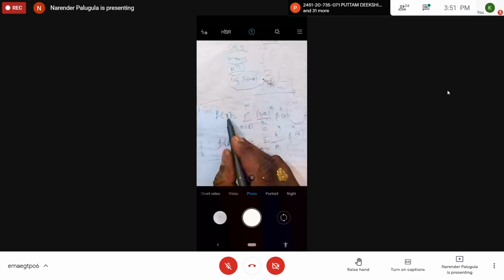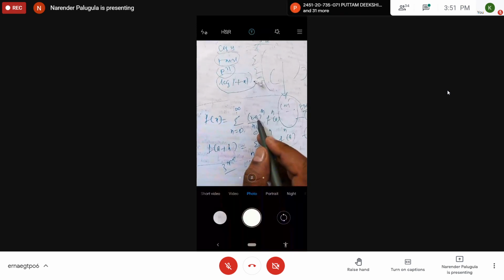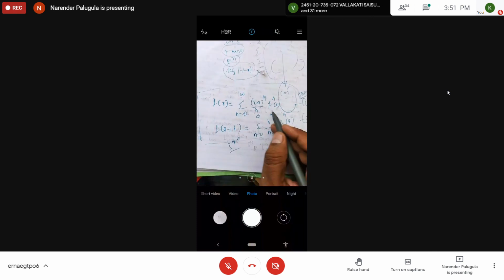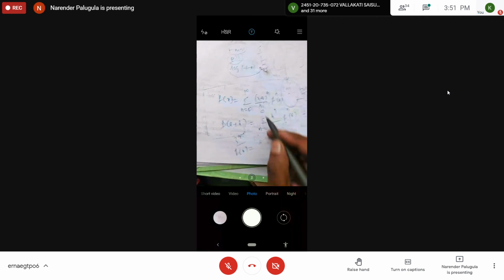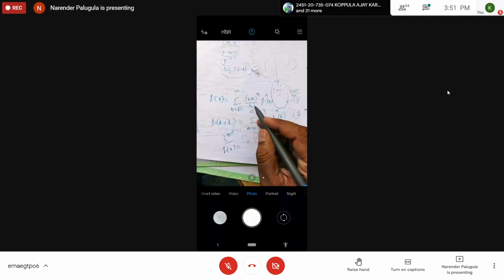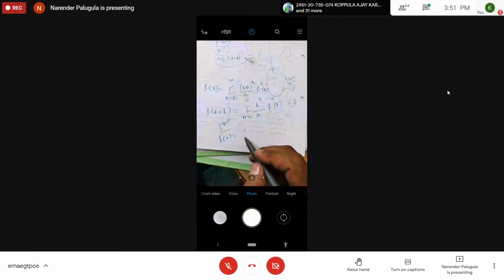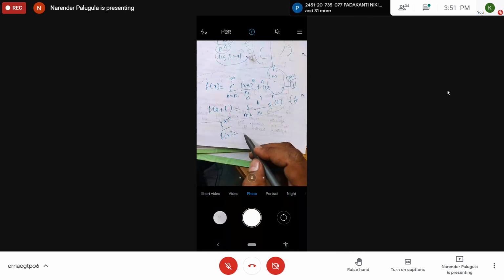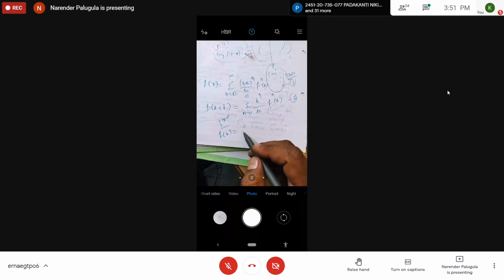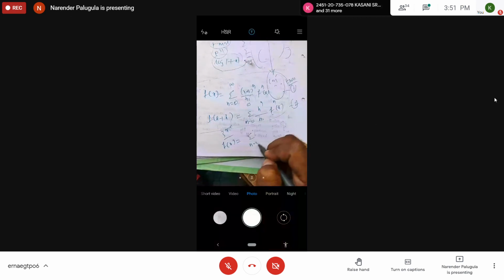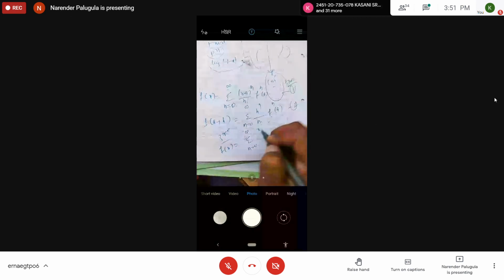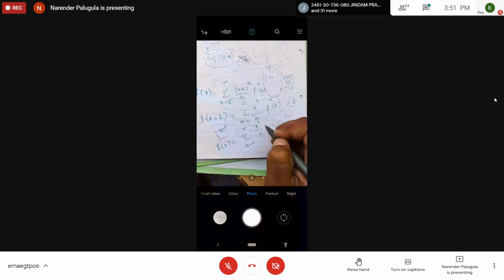When x is equal to 0, when a is equal to 0, what happens in the first formula? Students, tell me, what will it be? The expansion on the right side when a is equal to 0: x power n by n factorial. Yes, sigma n is equal to 0 to infinity, x power n by n factorial into the derivative of f at 0.